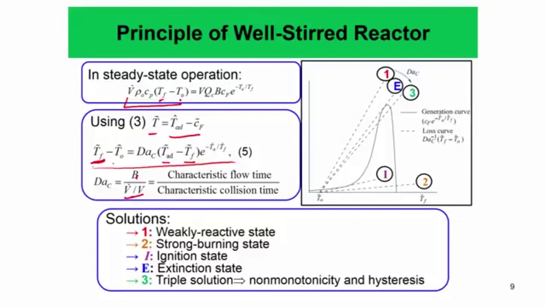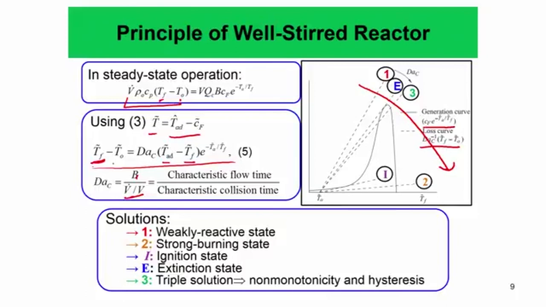So this is the difference. Once again we can consider the generation curve to be given by the right hand side, that is Cf times e to the power of minus Ta tilde divided by Tf tilde, and the loss curve, which is given by the inverse of the Damkohler number times Tf minus Ta0. The e to the power of theta curve is similar, but now you have a drop because Cf is consumed. Here the loss is much bigger, which means it is a weakly reactive state, and this happens at a small Damkohler number. So the Damkohler number increases in this direction.